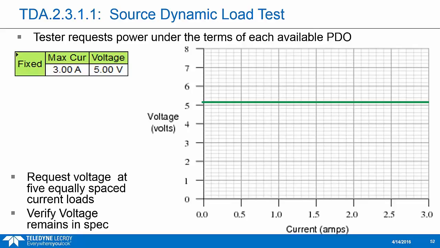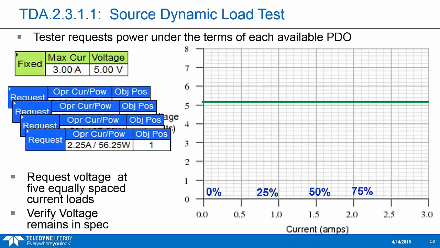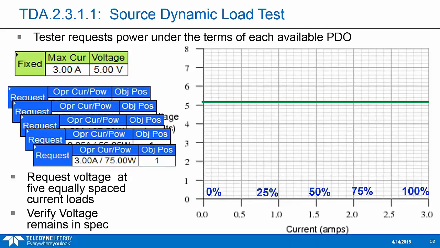The tester, acting as a sink, is going to sequentially make 5 requests at equally spaced current loads. One at 0 load, one at 25%, one at 50%, 75%, and another request at 100%. So that one's the full 3 amps. For each request, using the external load box, we're actually going to make sure he can actually supply that current that he stated in the PDO. And that voltage also has to stay within spec. We're going to do this while increasing the load at each request and then do the reverse and actually step down the load. So 10 separate contracts for each PDO. Any deviations would be grounds to fail this test.